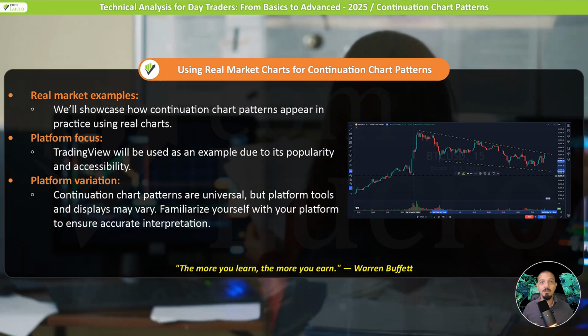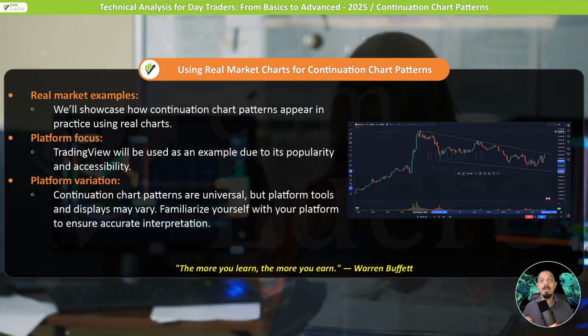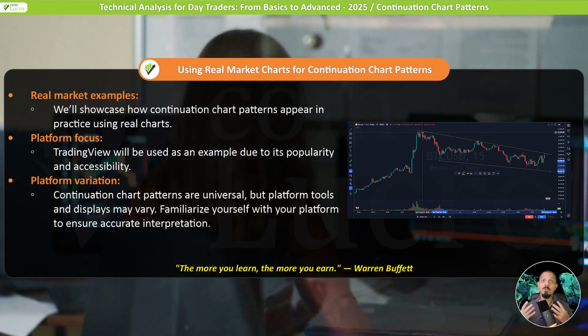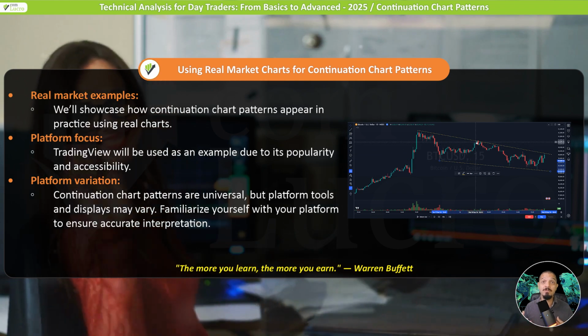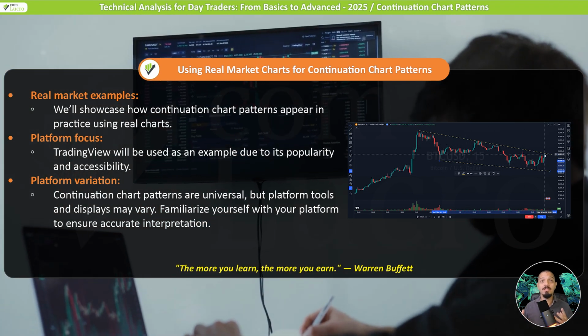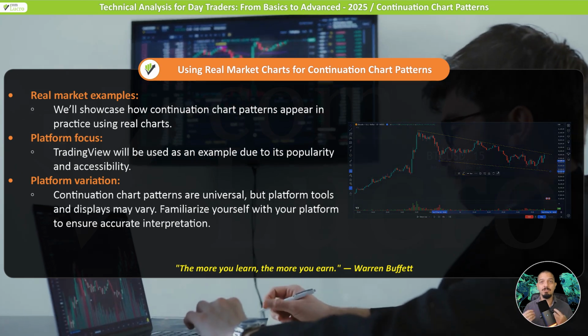Keep in mind that while continuation patterns themselves are universal, different platforms might display price data or pattern drawing tools slightly differently. It's crucial to be familiar with your platform's features to accurately identify and confirm these patterns, ensuring you interpret the signals correctly for effective trading decisions.